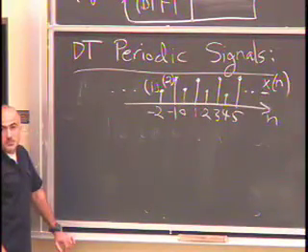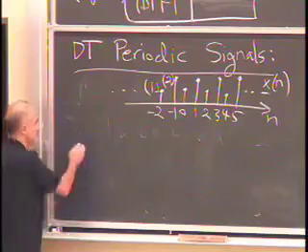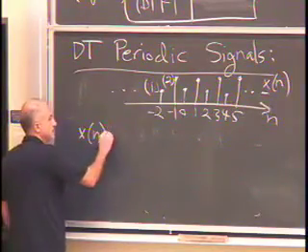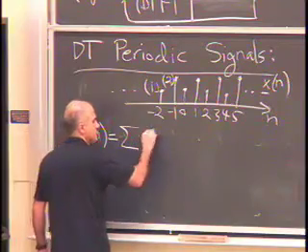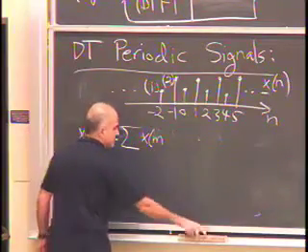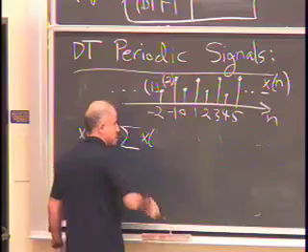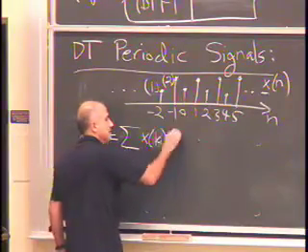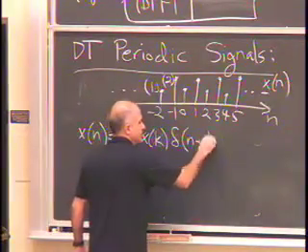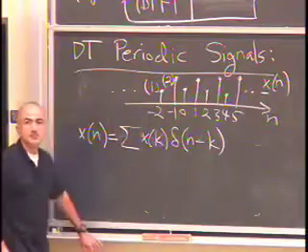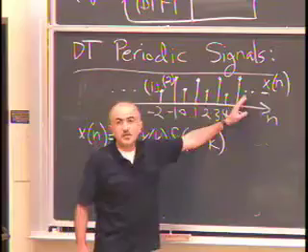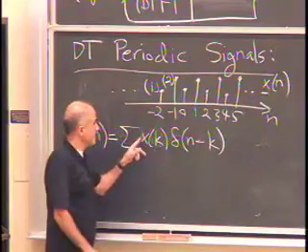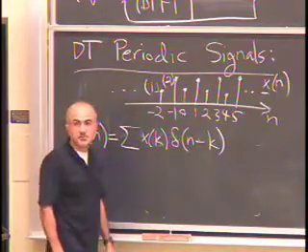One way to decompose a signal you've already seen: you write the signal x[k] as a linear combination of shifted impulses. Any discrete time signal you can take, and you can write it as a linear combination of shifted impulses.